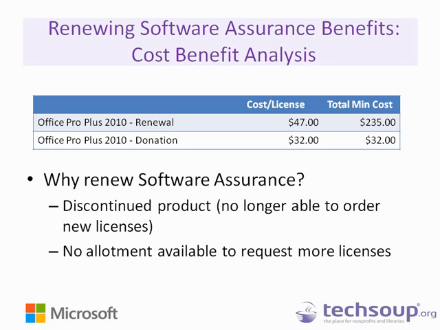Some cases in which you might want to renew software assurance: if there's a product that's no longer offered through the TechSoup catalog, no longer available for requesting additional licenses, you might want to request software assurance in that case. Or if you have already used up your 50 license allotment for, say, Microsoft Office, and you need to renew those software assurance benefits, then you could do it through this program. So that covers the renewal process.